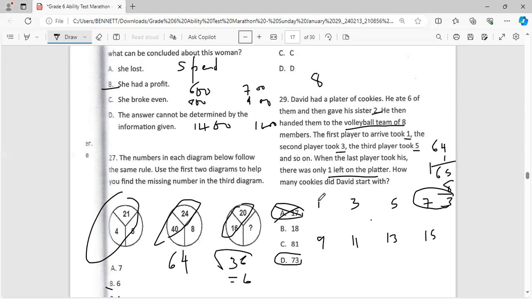So the first person took 1. The second person took 3, 3 cookies for themselves. The person here took 5 himself. This person takes 7. This person said, well, if you take 7, I'm going to take 9. This person takes 11, because they said the pattern continues like that. So when this person took 15, 1 was left. So we can add the 1 to the 8, which makes 9. And then we add up the total of these numbers.